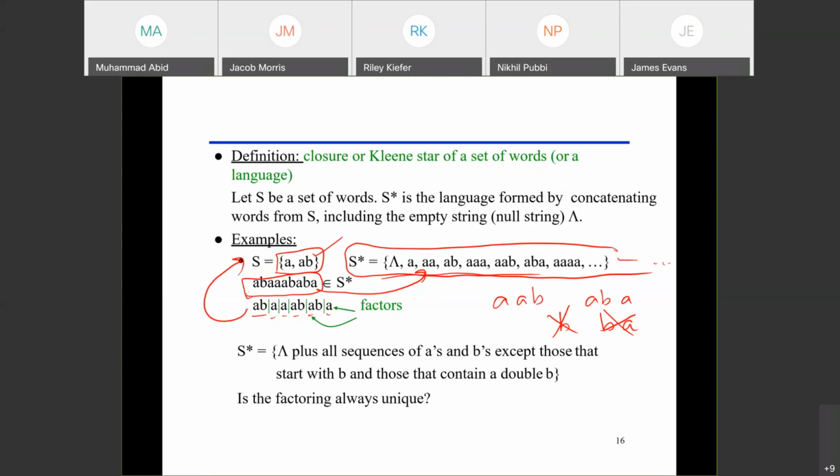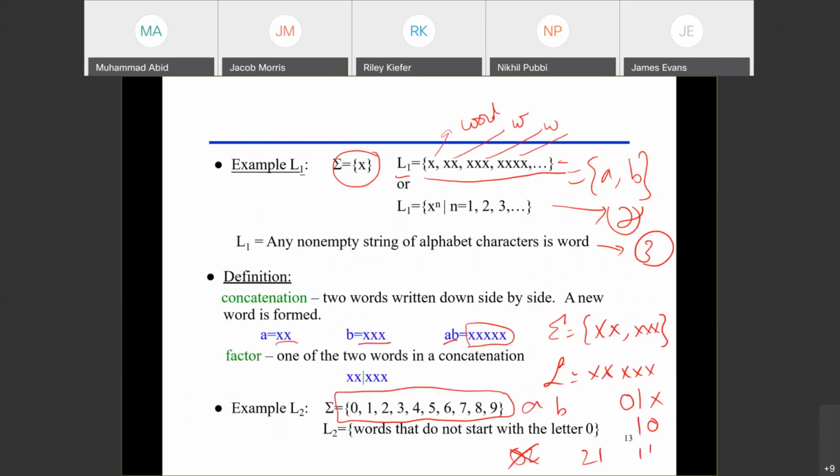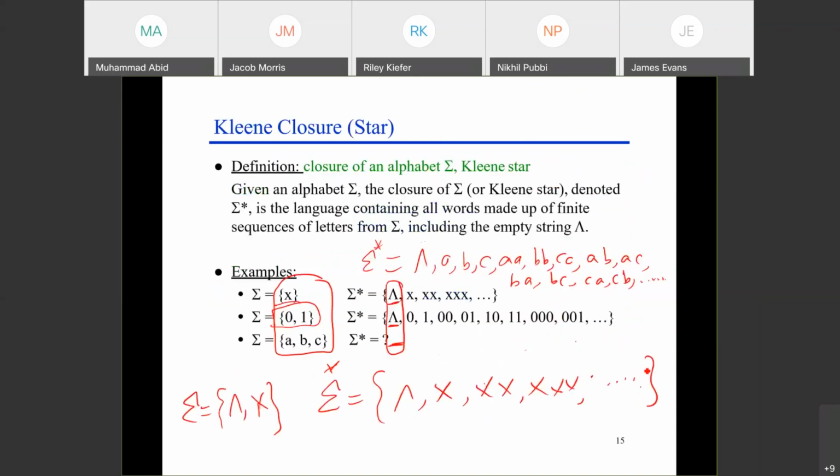Is the factoring always unique? No. You can make more than one factor of the same word, and that's also possible. I already showed you this thing somewhere here. You see here, I showed you that you can make this word this way, it is a valid word, or you can divide this word here, and this will also be a valid word. So you can have more than one factor of the same word, and that will be valid.